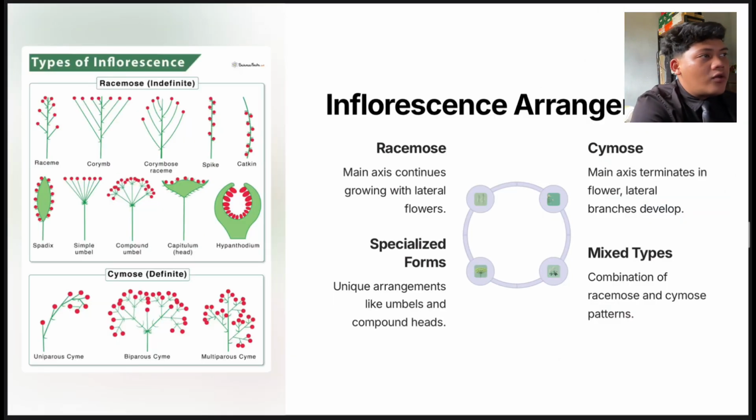Moving on to inflorescence arrangement. In plants, this arrangement can be categorized into 4 types. The first one is racemose, where the main axis continues growing with lateral flowers and so on. Cymose, where the main axis terminates in a flower and lateral branches develop. Next, additionally, mixed types combine elements of both patterns, while specialized forms like umbels and compound heads showcase a unique and specific arrangement in plants for attracting pollinators and ensuring successful reproduction.